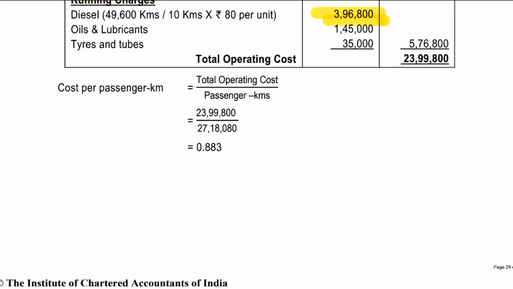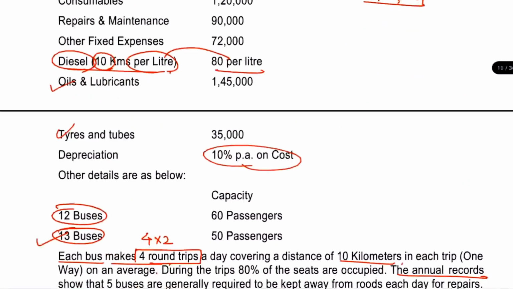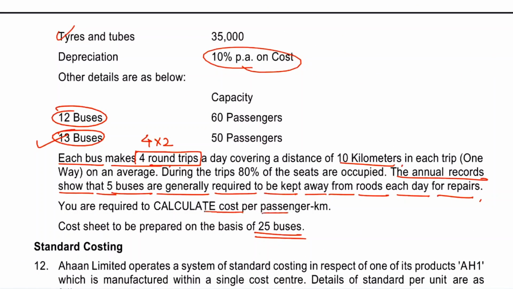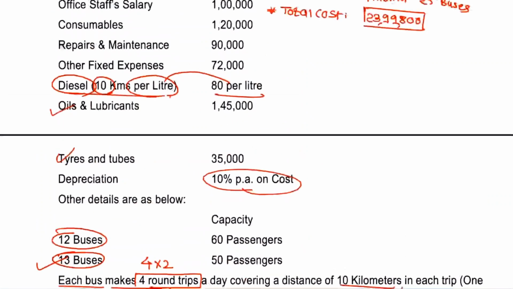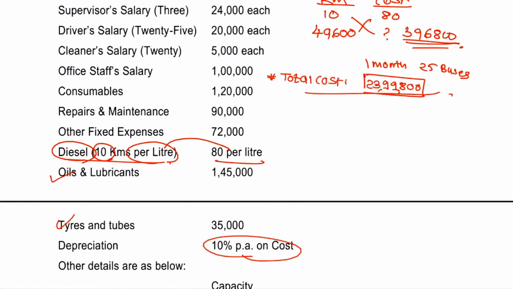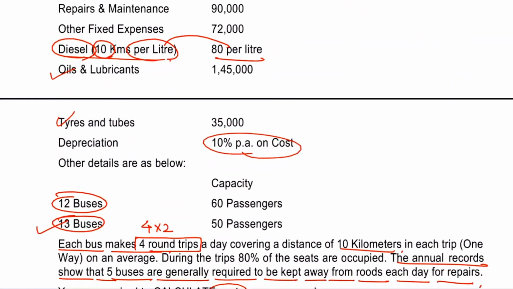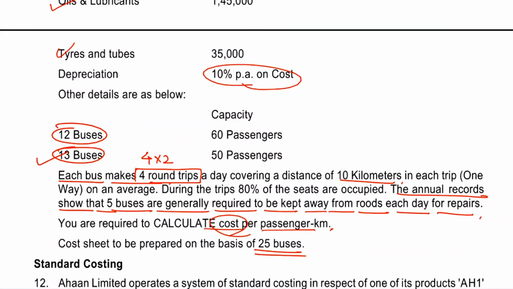Now what I want is, if I read the question, I need cost per passenger kilometer. Cost is already calculated by adding diesel and everything. That was done. Now I need passenger kilometers. So I have kilometers with me. If I just multiply with the passengers, my objective will be done. I just need to get the passengers again. There is one small thing: during trips, 80% of the seats are occupied.